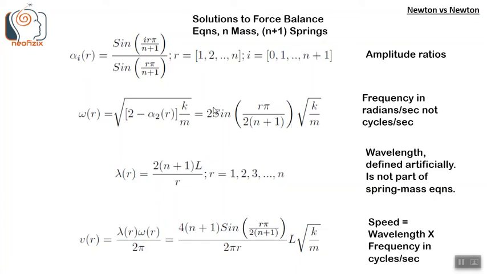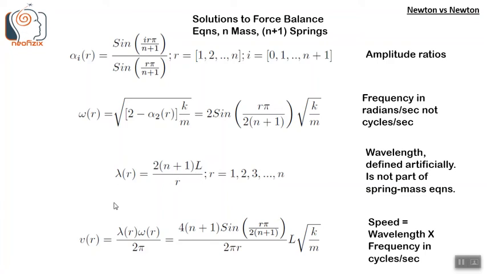Because the alpha variation is sinusoidal in the first step, we can clearly define a wavelength at each mode. And we get a simple expression for wavelength like this. So this is a harmonic series depending on the mode number r, and it goes as 1 by r.